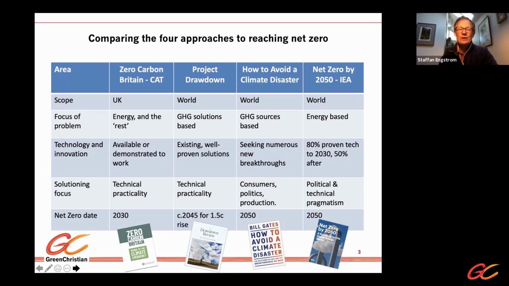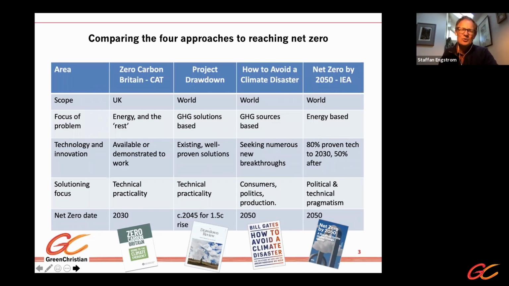Zero Carbon Britain is UK only, the others are worldwide. The focus of the problem is slightly different. So ZCB looks at energy. Project Drawdown looks at solutions and what each solution will give. Bill Gates' book looks at the sources of climate disaster, and the International Energy Agency, surprise, surprise, looks at energy. Where does that come from? And they've got different views on technology.